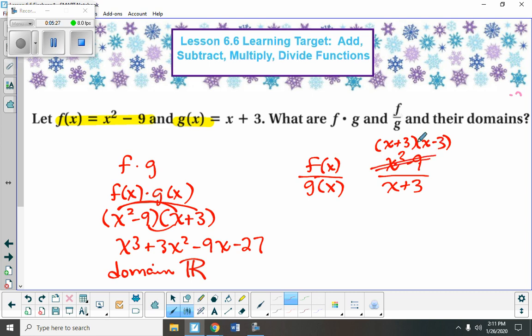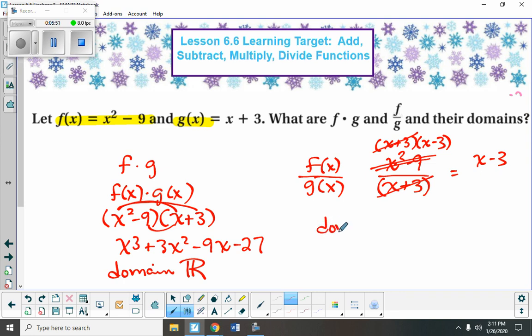This is the factored form. Now, you have an expression in the denominator, x plus 3. It's the same as this expression right here, which is a factor. And when we are dividing, we can cancel factors. X plus 3 in the numerator, x plus 3 in the denominator will cancel. We're left with x minus 3 over 1. So this is our simplified answer.